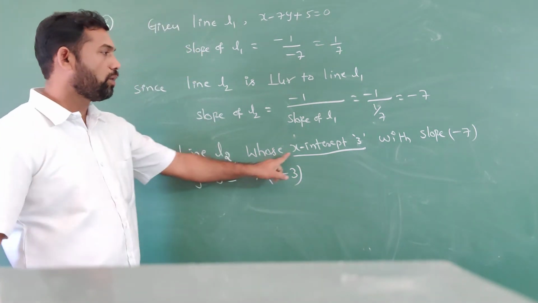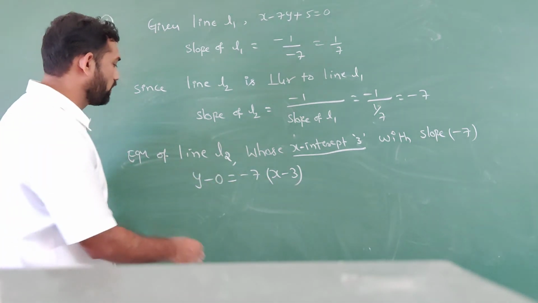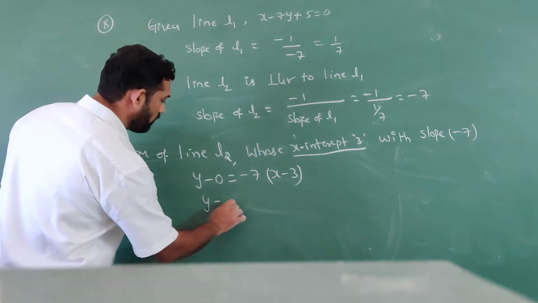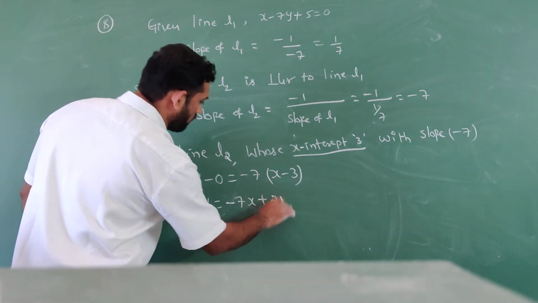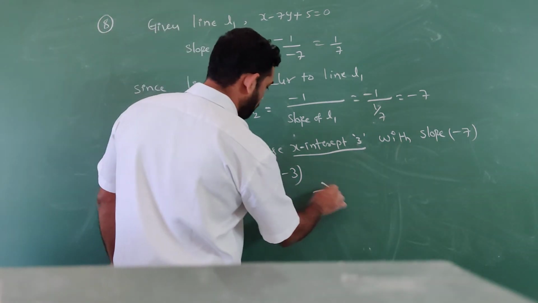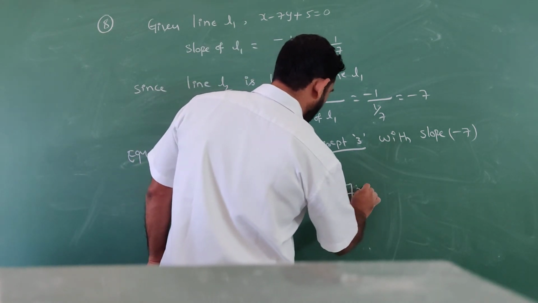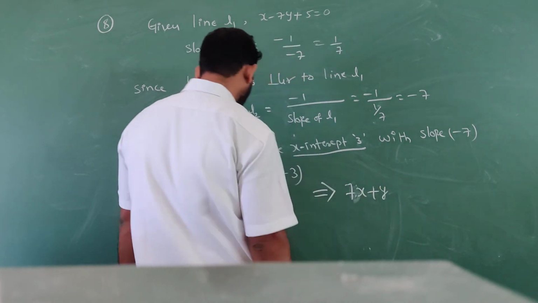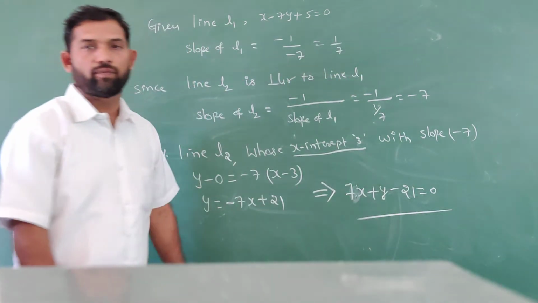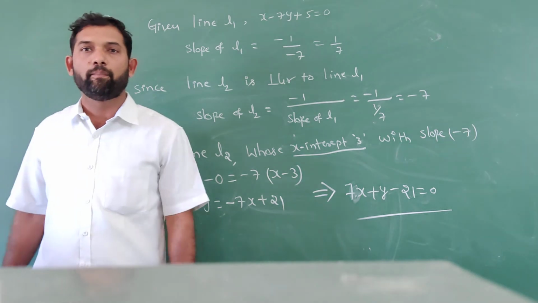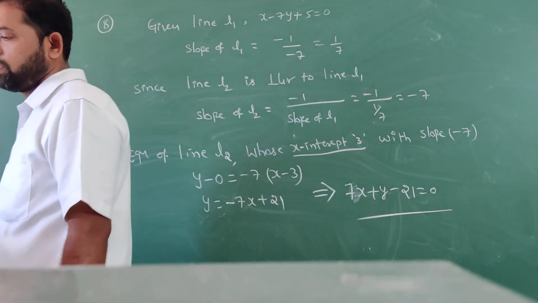So slope-point formula applied. Y minus y1 equal to m into x minus x1. Now simplify. Y is equal to minus 7x plus 21. So simplification gives 7x plus y minus 21 is equal to 0. That is the equation of the line. 7x plus y minus 21 is equal to 0. That is the equation of the line. Note down fast.